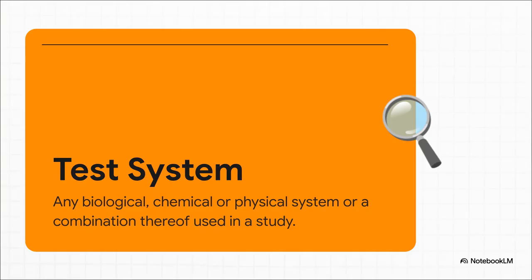Before we go any further, let's get a key term straight from the GLP guidelines: the test system. This sounds technical, but it's really just anything you're conducting your study on. It could be an animal model, a plant, or even an analytical instrument. Protecting this system is absolutely paramount.